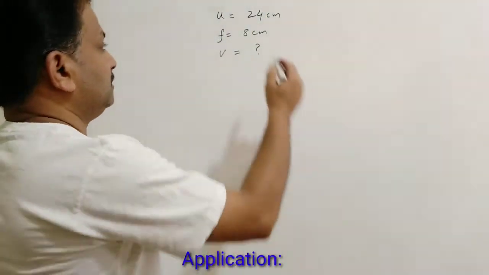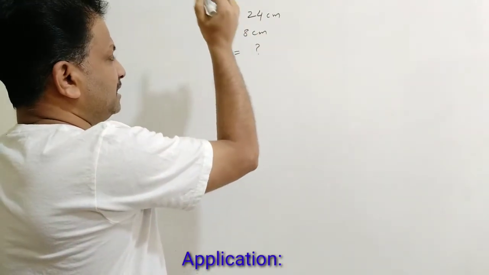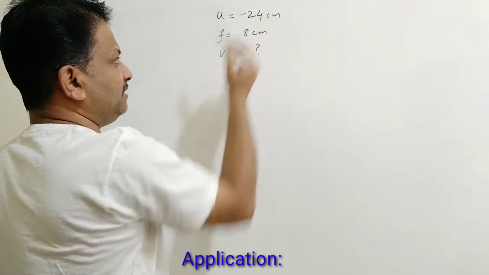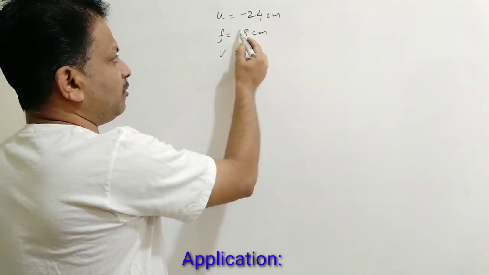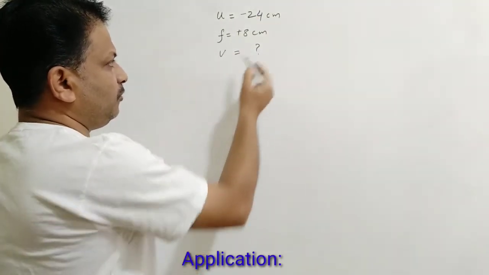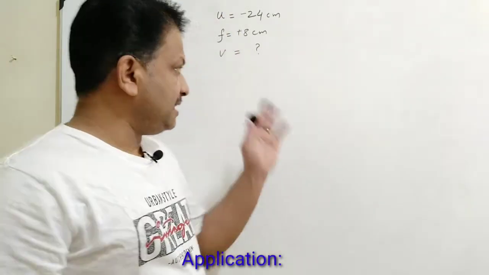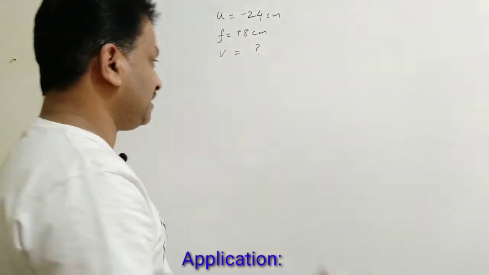Okay, so apply the Cartesian sign convention here itself. U, the object distance, is taken as negative. Focal length of a convex lens is always positive. V, we have to calculate. Now let us try to visualize this numerical for your better understanding and clarity.